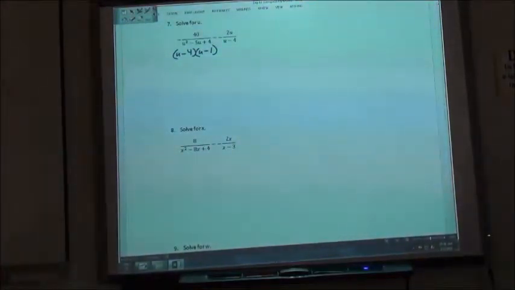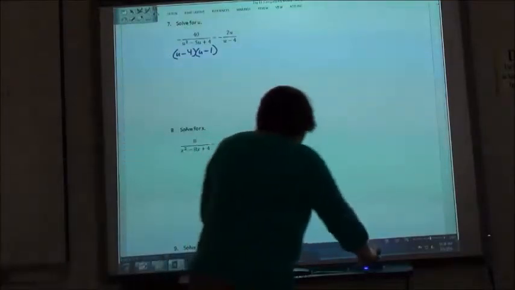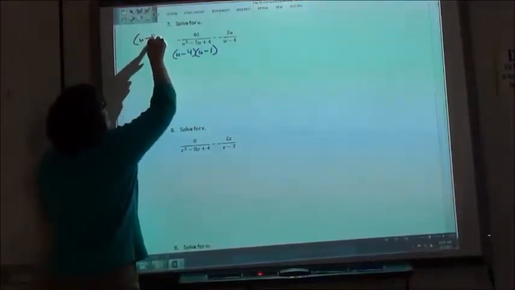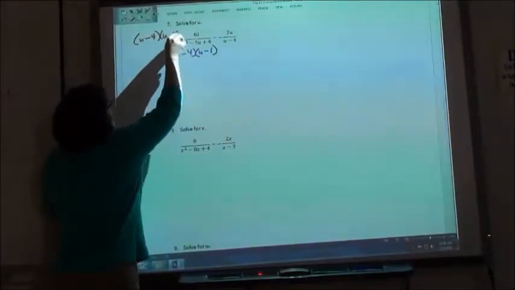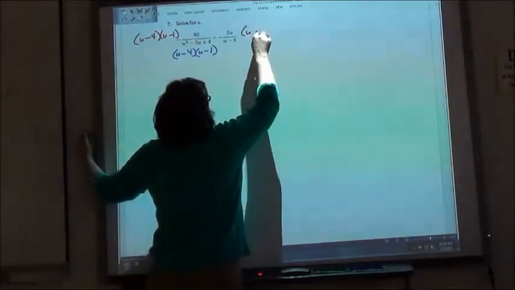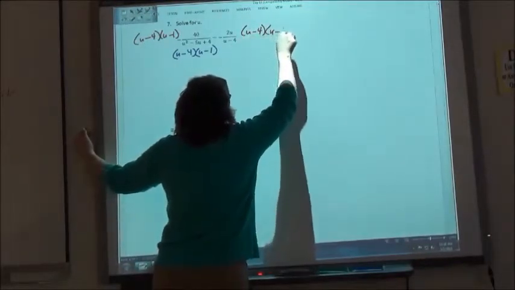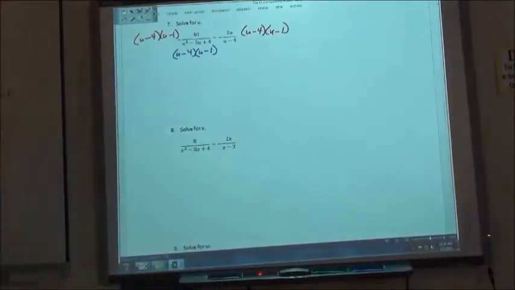So you'll notice when we factored that, we have the u minus 4 that's underneath that other fraction, right? So we're going to multiply by our common denominator. Our common denominator is going to be the u minus 4 and the u minus 1. We don't need the u minus 4 twice because we already have it. We just need it that one time.